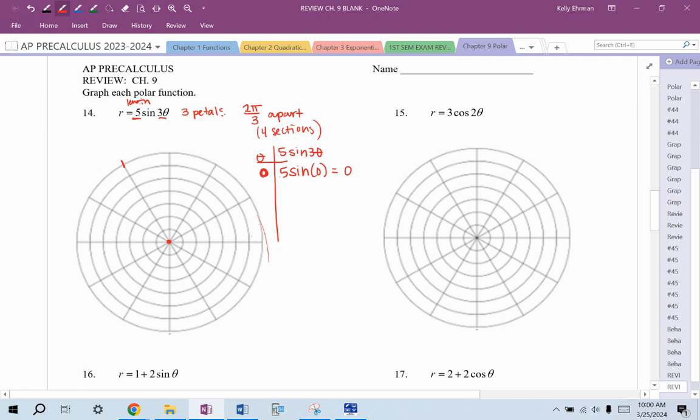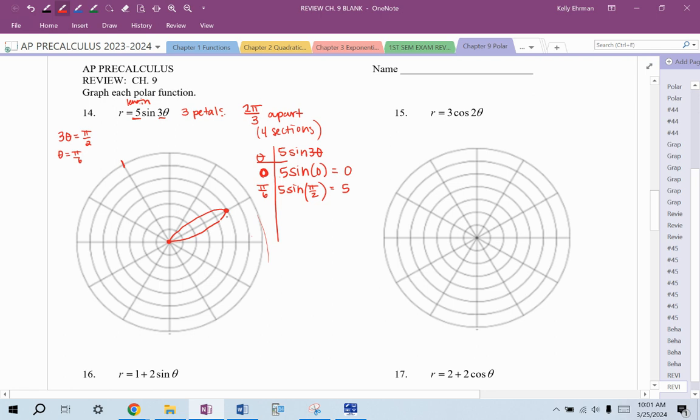I can't plug in pi over 2 because then it'll be 5 times sine of 3 pi over 2. So I'm just saying, well, what does theta have to be to make 3 theta equal to pi over 2? If I divide by 3, I get pi over 6. So it's when I plug in pi over 6 that I get 5 times the sine of 3 pi over 6, which is pi over 2. That's 5 times 1. So the first petal tip will be facing pi over 6, which is right here, walking forward 1, 2, 3, 4, 5. So here's the first petal. It goes like this because I'm not worried about the width of it really.